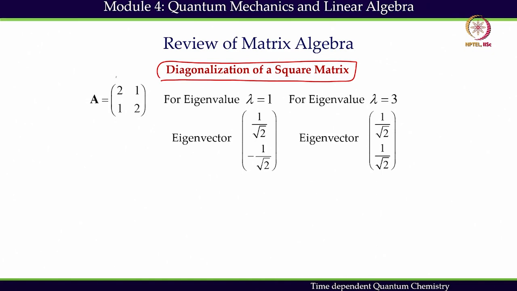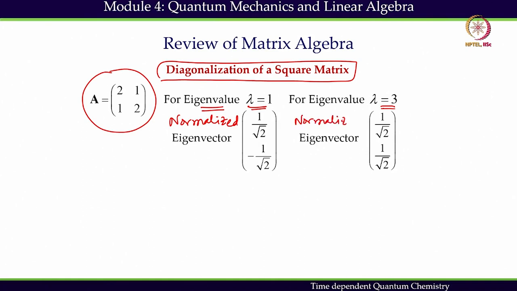We have seen that if I take this matrix, this is just an example. We are illustrating this example so that we can understand it. For this matrix, we have seen that the eigenvalues are 1 and 3, and the corresponding normalized eigenvectors are like this. We will stop here and continue the discussion of diagonalizing a square matrix in the next session.